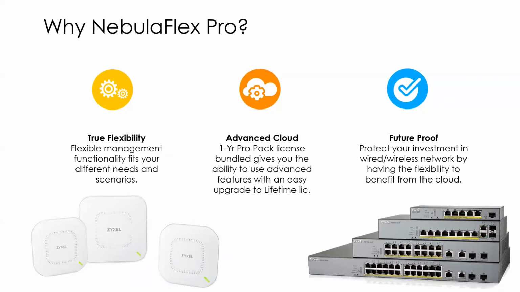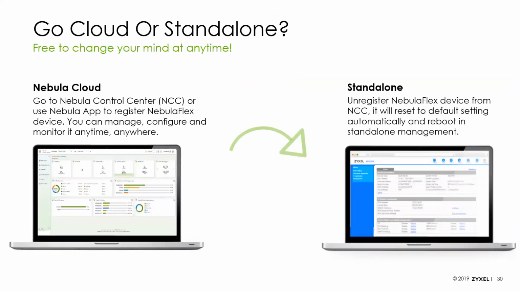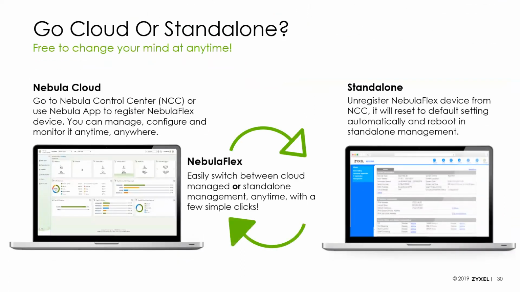So Nebula Flex Pro, you will see some devices labeled that way. Basically all that means is it's the same as Nebula Flex, but that device comes bundled with a 1-year Pro Pack license. That's pretty much it. In the case of the access points, it actually enables a third mode for management. Nebula Flex Pro APs can be managed with a local area controller. So if you don't want to deal with the cloud, but you also don't want to deal with individual management of your access points and you want to use a local controller, you want to buy a Nebula Flex access point to be able to do that. So it's really easy to switch back and forth between cloud mode and your traditional standalone management mode.